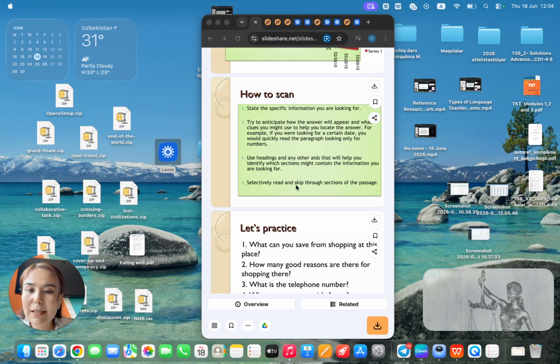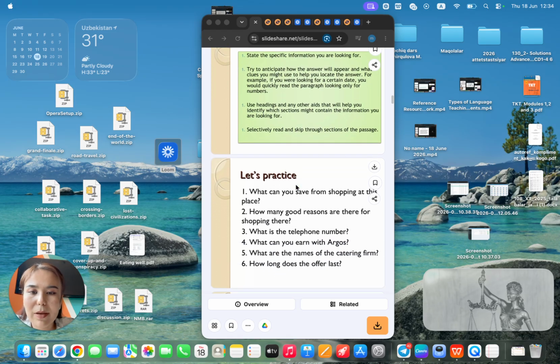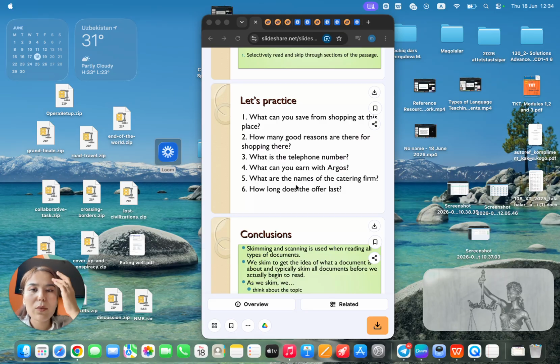Or use headings and any other ideas that will help you identify which sections might contain the information you are looking for, or selectively read and skip through the sections of the passage. And also we have the practice part. Let's do this one at home.